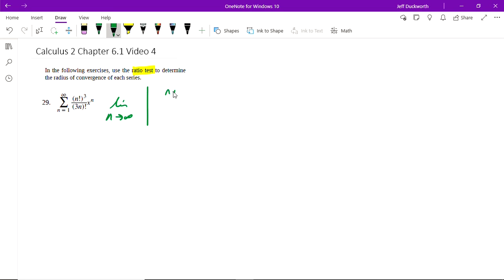So we have (n plus 1) factorial quantity cubed, and then we're going to have that over 3 times (n plus 1), factorial, and then we're going to have x to the n plus 1. I guess we can just put that on top. All right, because that's out here. Let me highlight that. That's in the numerator. They've got it multiplied by it, but really that goes in the numerator for now. And then we're going to divide this by exactly what we have. n factorial cubed x to the n over 3n factorial.